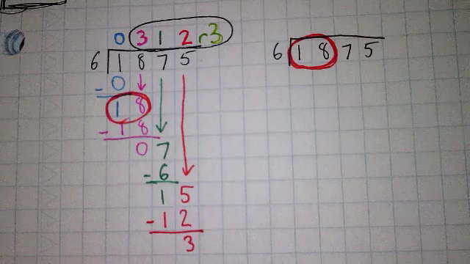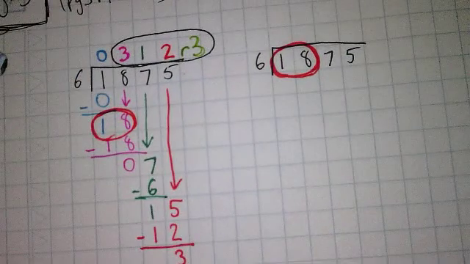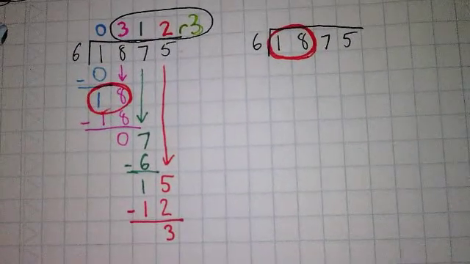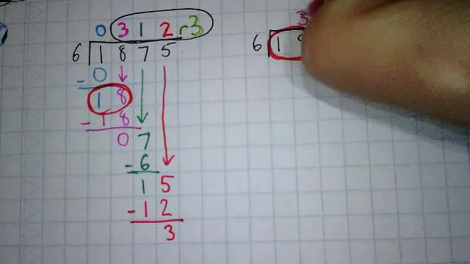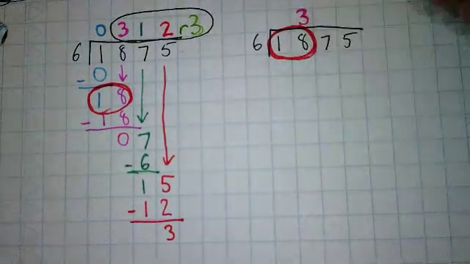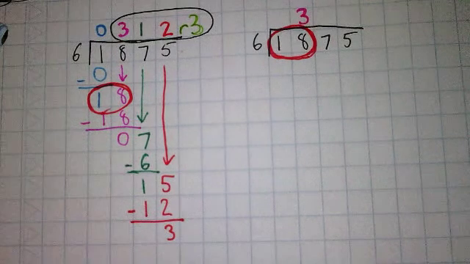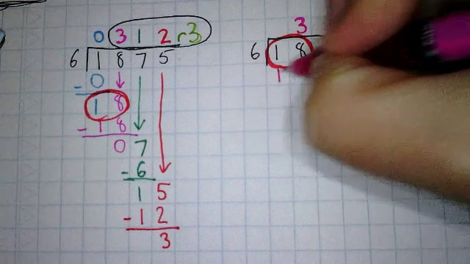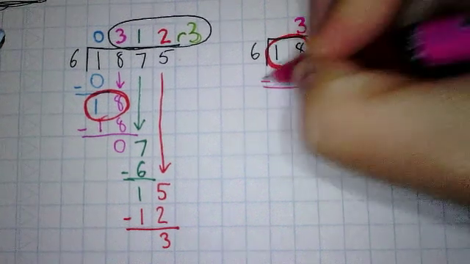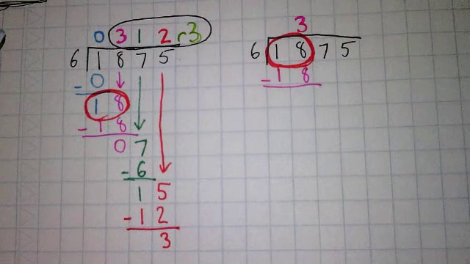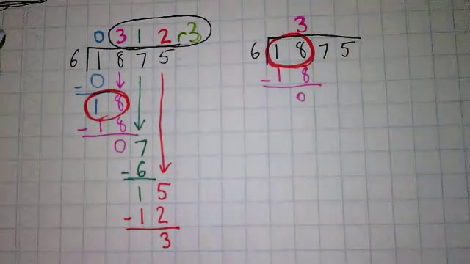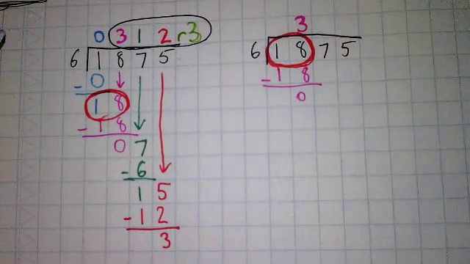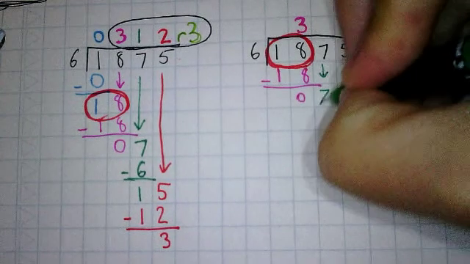So what did we say? How many times does 6 go into 18? 3 times, right? And what was 6 times 3? 18. I subtract and I get what? 0. Then I bring down my 7.